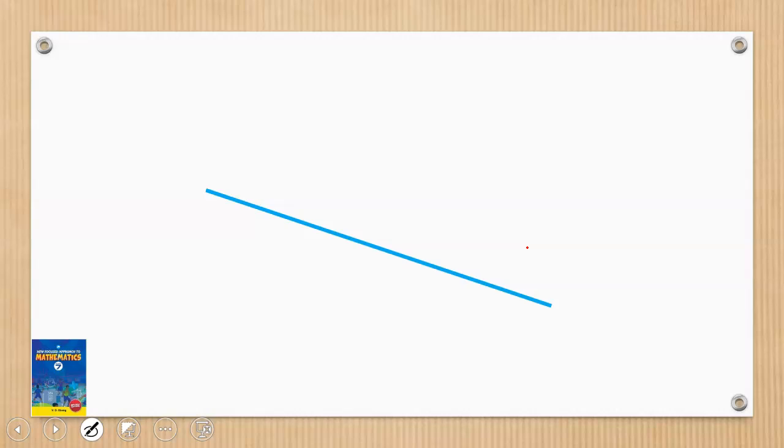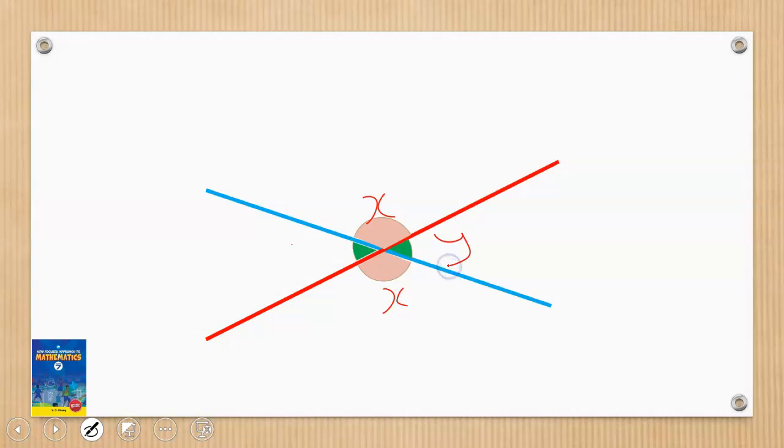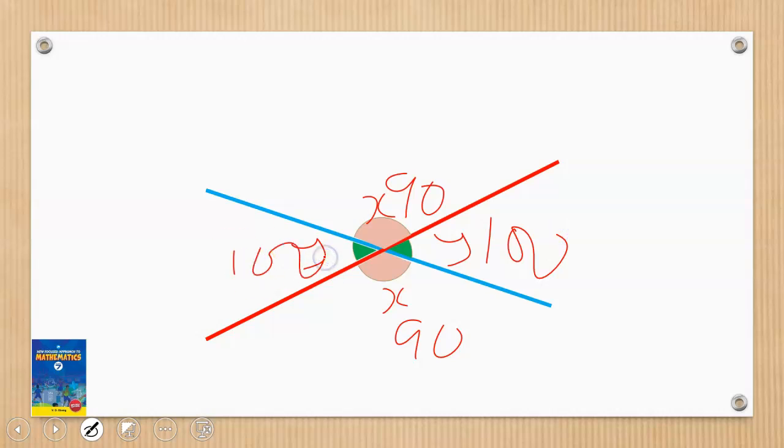When I have a straight line, okay, and I have another straight line crossing, we'll see four angles created here. This is one angle and its opposite, another angle and its opposite. According to this theorem, the opposite angles are always equal. So if this angle is x, this also will be x. And if this angle is y, this angle will be y. If this angle is 90 degrees, this will be 90 degrees. And if this is 100 degrees, this will be 100 degrees. That is what we are trying to say in this particular theorem.